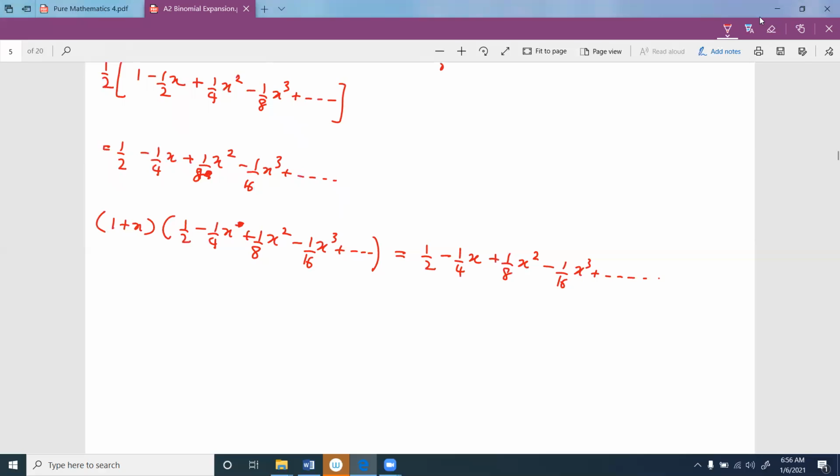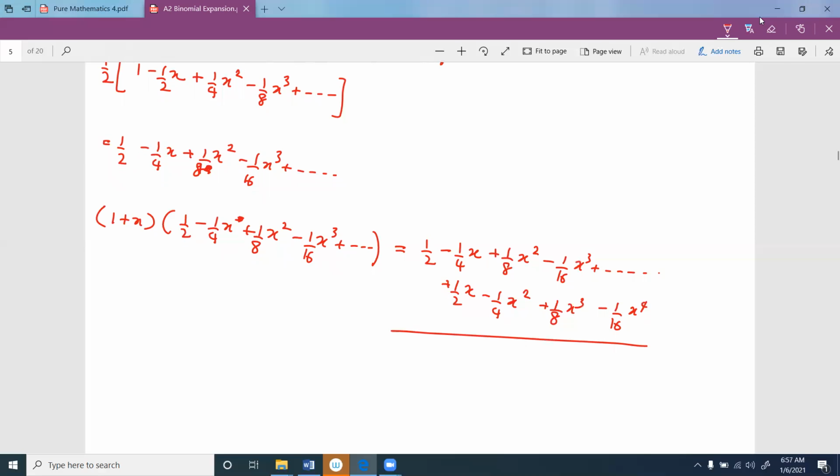Then I'll multiply with x. X into half is half x. Then I write it below this, as it's easier for me to calculate. That's why I'm writing 1 below next. I think yesterday also we used the same technique. X into minus 1 over 4x is minus 1 over 4x to the power 2. X into 1 over 8x is plus 1 over 8x cubed. Then x into this is minus 1 over 16x to the power 4. Okay, then you can get this answer.